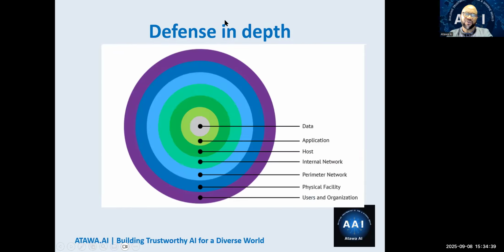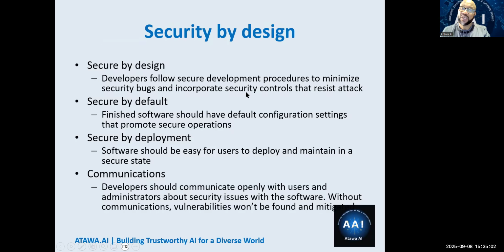So this is a good doctrine. Think about a bullseye. Defense in depth just means I'm going to have layered defense to make it difficult for the person to hack my organization, right? So this chart is going to be, I've got my data, I've got my application, my host, all the way down to the users and organization. Each level requires some kind of security implementation. So today we need security by design, right?